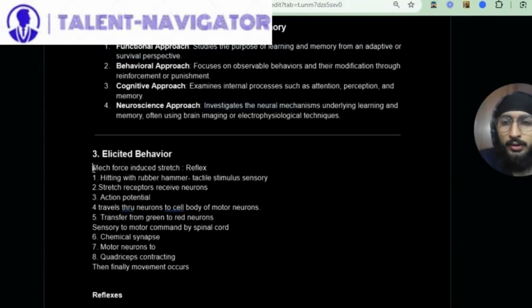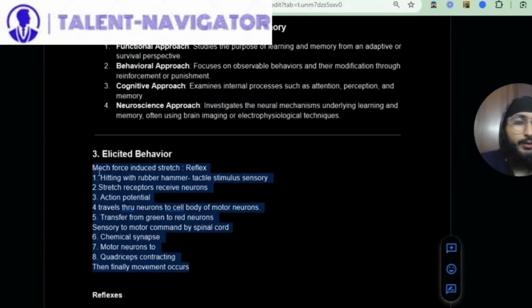Now, elicited behavior. This is basically the behavior when we hit, let's say, a knee with a rubber hammer and how the reflex action occurs. So this is the mechanism of that. Mechanical force-induced stretch is basically what we're talking about.